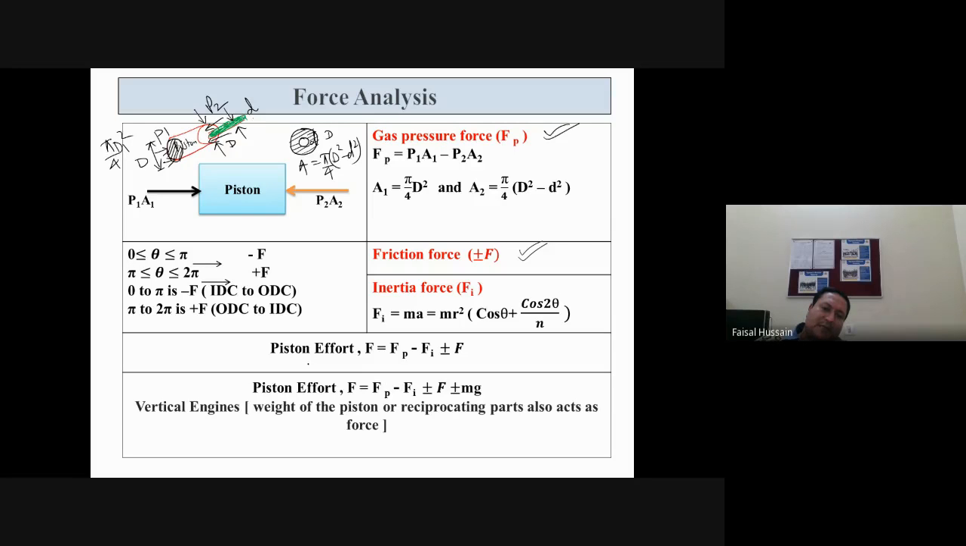Now what will be piston effort? Piston effort will be addition of all these forces. So first is your gas force, second one is your friction force, inertia force, sorry, I have written Fi. So second one is your inertia force. But as I have told you, inertia force and accelerating force both are same, but it is opposite to the accelerating force. That's why I have written here minus Fi. Here also see, minus Fi, because it is opposite to the accelerating force.